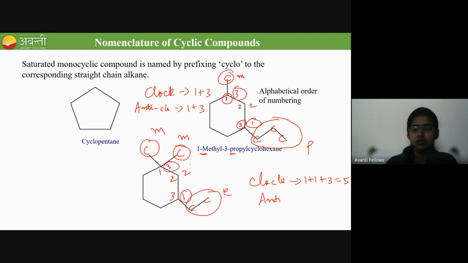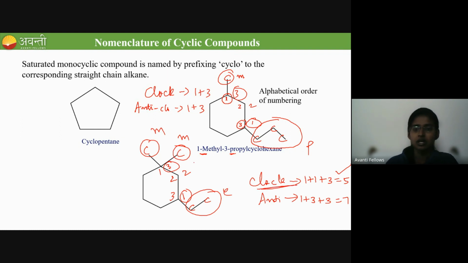1 for ethyl, 3 for methyl, and the other 3 for the second methyl. So, the final answer is 7. Now, I have to follow the lowest locant rule, right? So, I have to number in such a way that the substituent-attached carbon gets the lowest possible number. So, the clockwise way of numbering is correct.